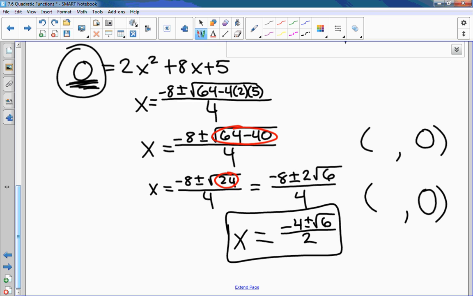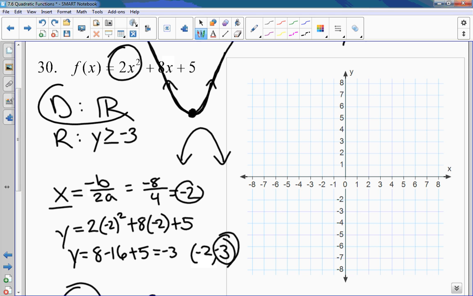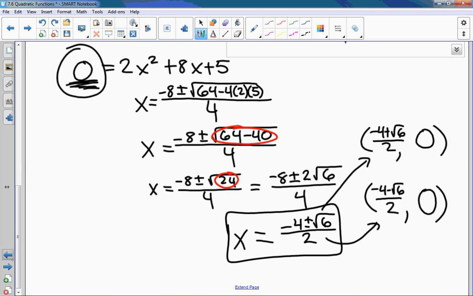But here's the other one. There are two answers here. One is negative 4 plus radical 6 over 2, and the other one is negative 4 minus radical 6 all over 2. You just found the domain, the range, and you found the zeros, or the x-intercepts.